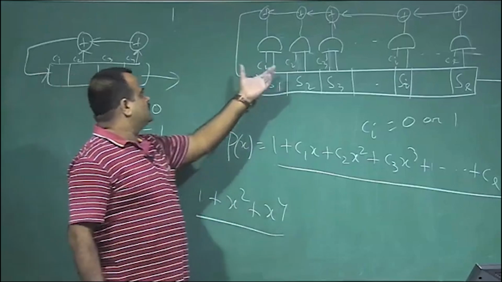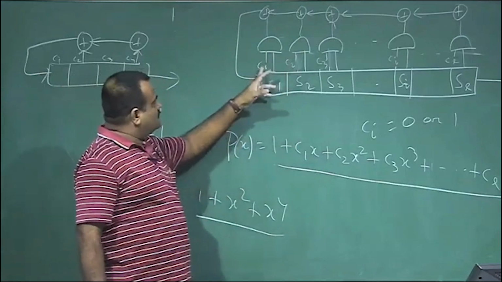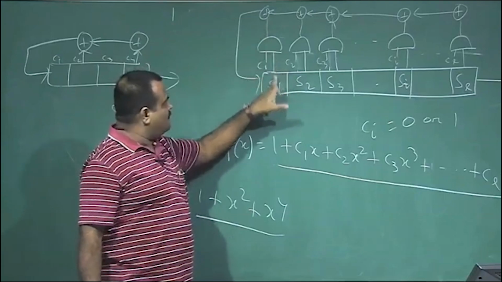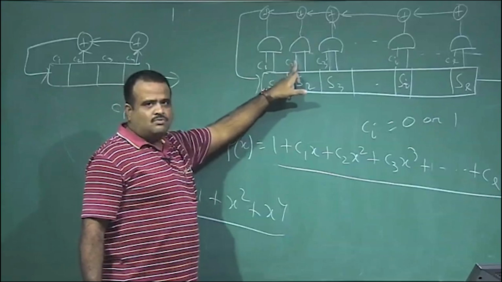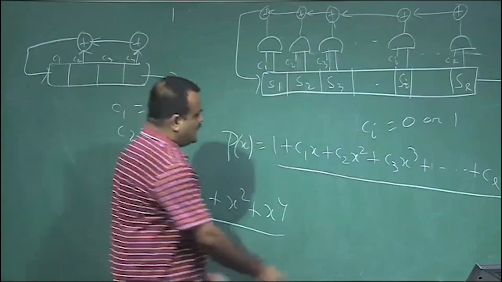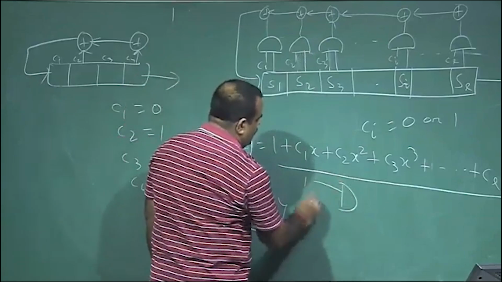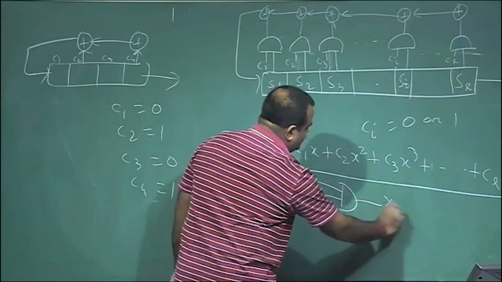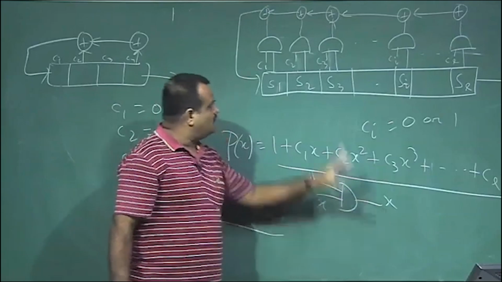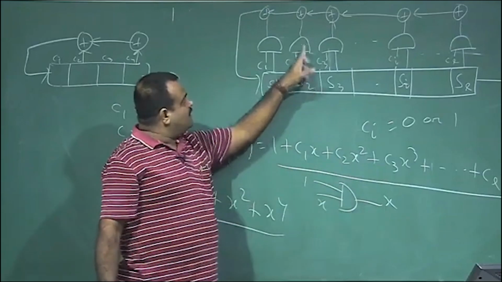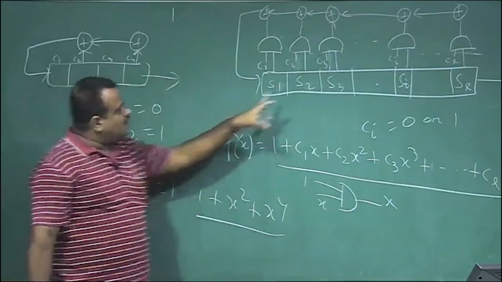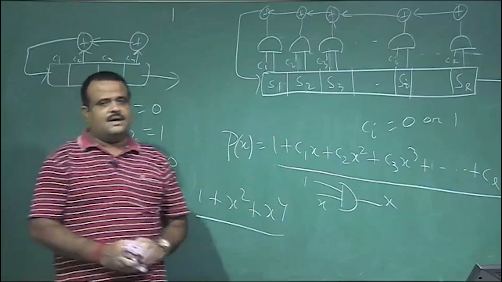We can just draw this using the AND gate, because if C1 is 0, then this is always 0 no matter what value is over here, and if C1 is 1, then this will pass whatever value is over here. In the AND gate, if one input is 1 and the other is x, the output is x. So, if it is 0 it will pass 0, if it is 1 it will pass 1. Whatever value is over here will be going there. That means this corresponding field will be contributing in the feedback.